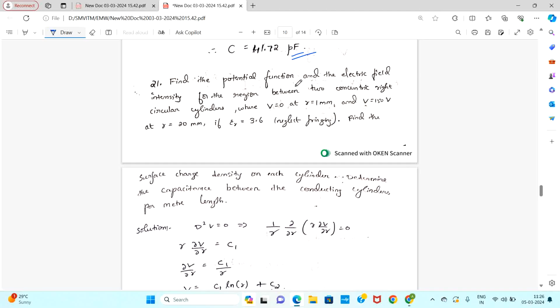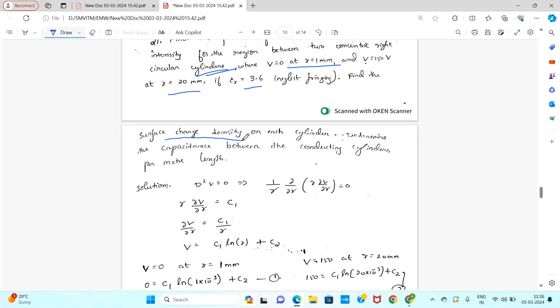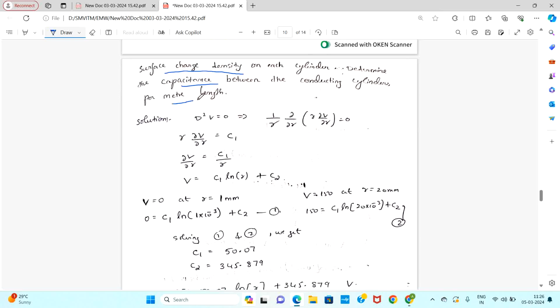Find the potential function and electric field intensity for the region between two concentric right circular cylinders. Whenever you see cylinders or a coaxial cable, it is a cylindrical system. The boundary conditions are given here, and epsilon R value is given. Find the surface charge density rho s and determine the capacitance C per meter length.